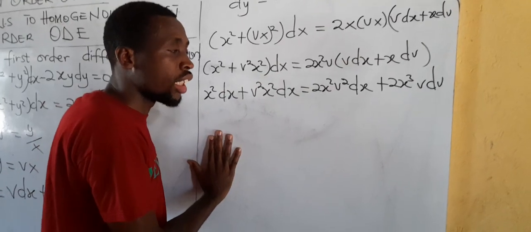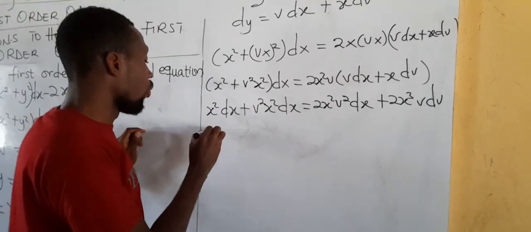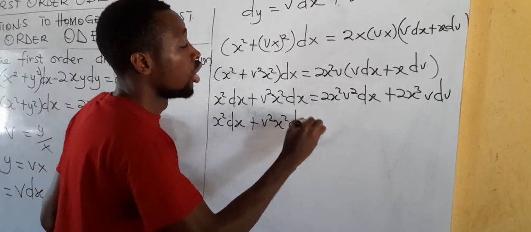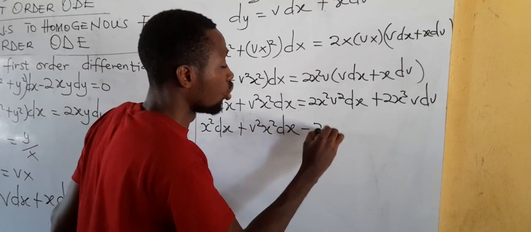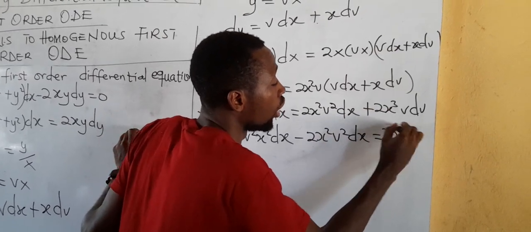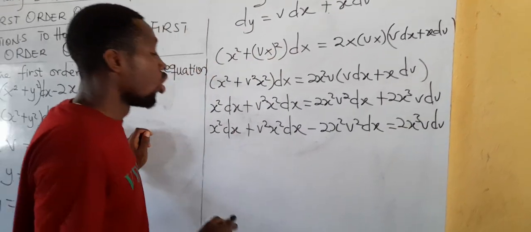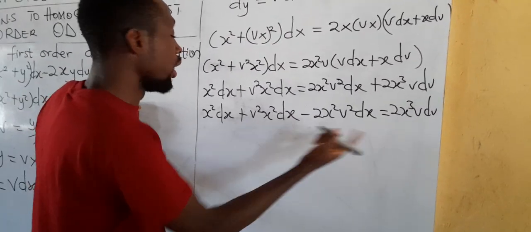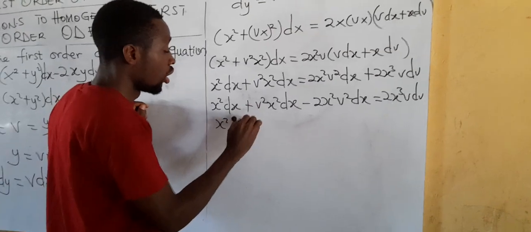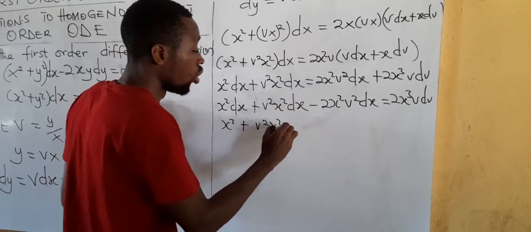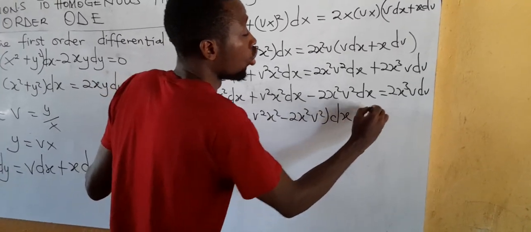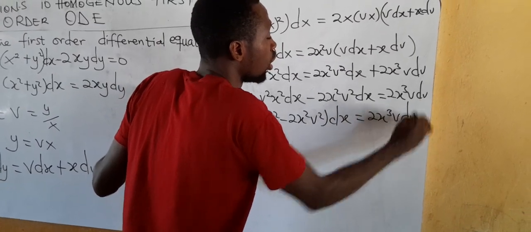We'll bring all the dx to one side and all the dv to the other side. So you have x squared dx plus v squared x squared dx. There is a dx here, so we bring it over: minus 2x squared v squared dx is equal to 2x cubed v dv. What's the next thing we need to do? We need to factor out dx. You see that is common. So we have x squared plus v squared x squared, dx will go, minus 2x squared v squared, then dx is equal to 2x cubed v dv.